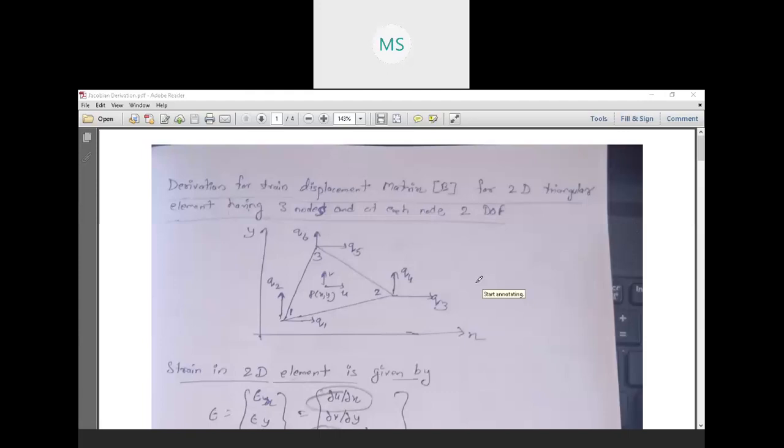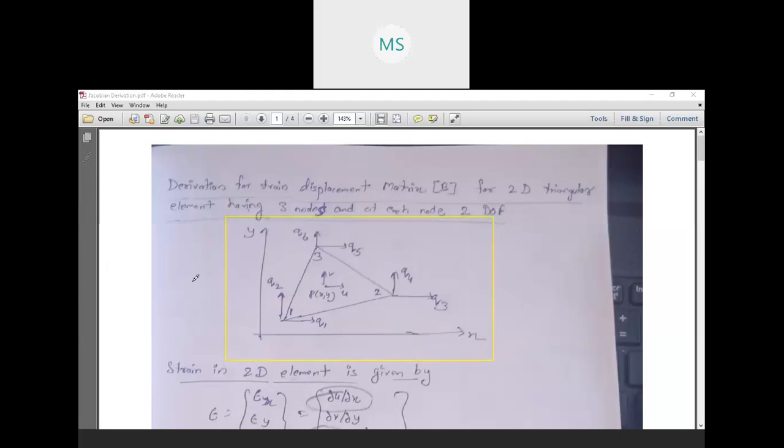You can see on the screen, this is the triangular element which we are considering. Okay, so now let us see how to do the derivation.